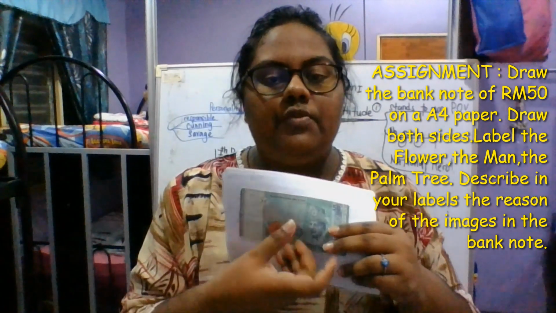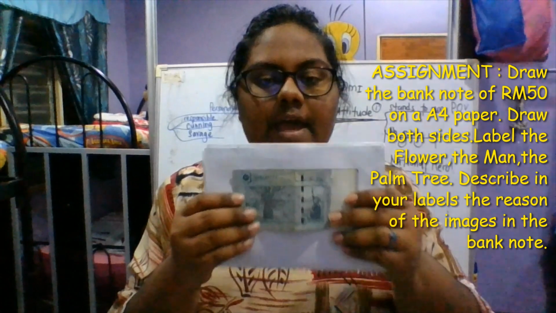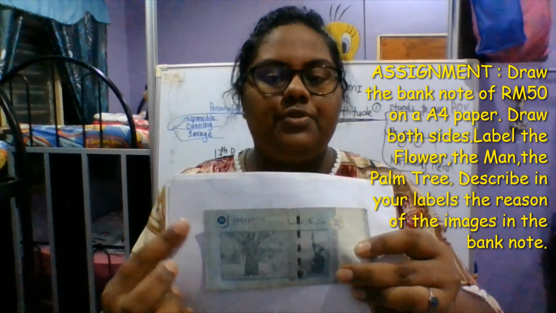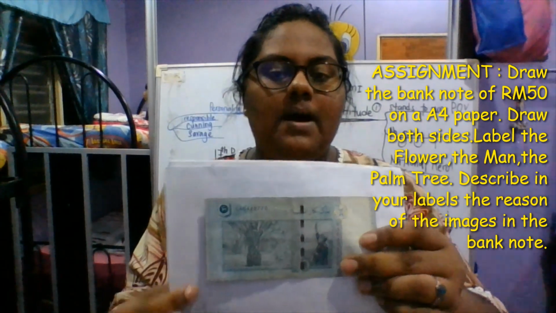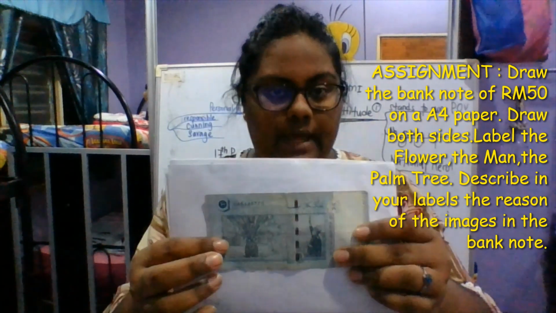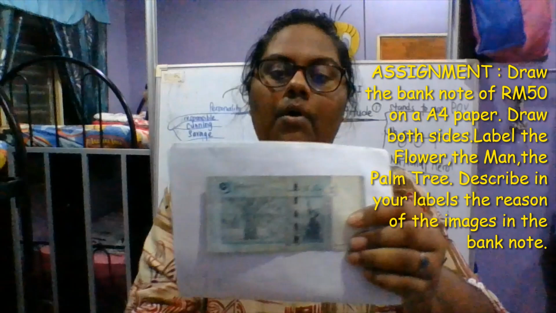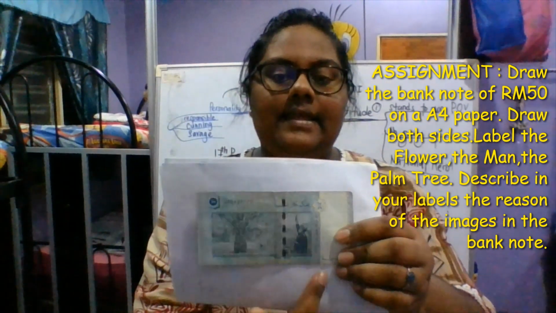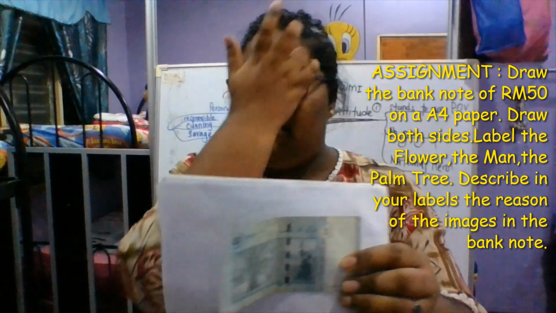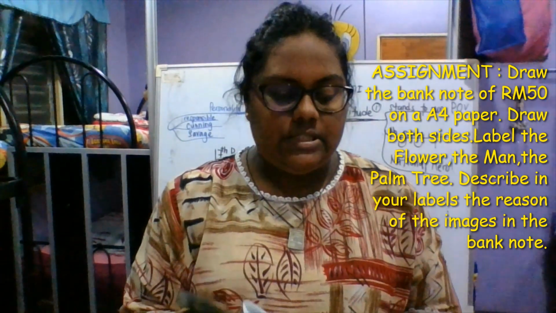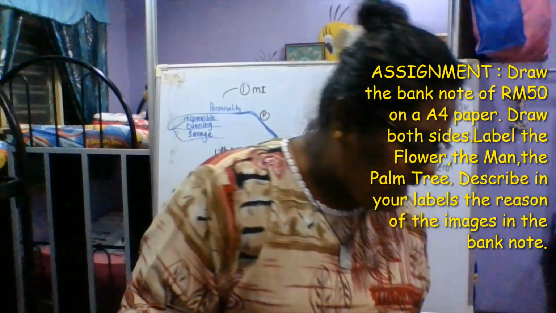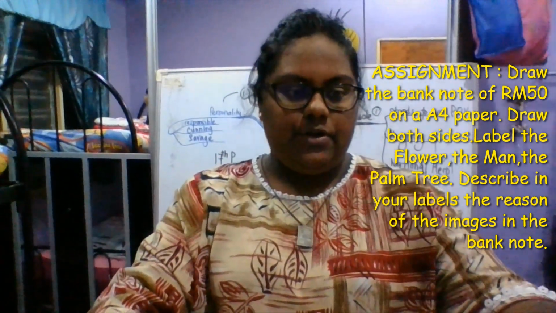The same thing goes for the back side of it. Why do we have a palm tree? You pull up a line and write palm tree, and why the palm tree is on the note. And then the man. Why is he there? Draw a line and write the name and why he is there. So this is your assignment. I want you to do this. You will send me by 4 o'clock, 4 p.m.